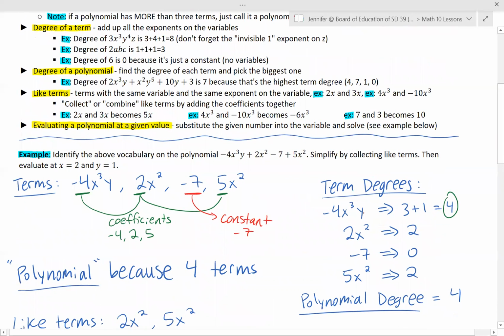For the term degrees, I listed each term and calculated the degree of each one. We've got 4, 2, 0, and 2. That means the polynomial degree is 4 because that's the biggest number of all of those.